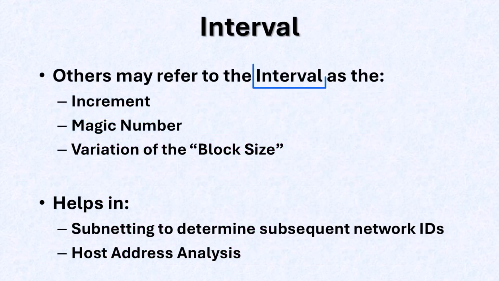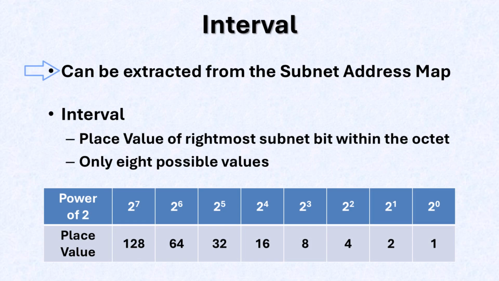What this series calls the interval, others may refer to it as the increment, magic number, or a variation of the term block size. When subnetting, the interval will help us determine subsequent network addresses. It will also help us analyze a host address. The interval can easily be extracted from the subnet address map.